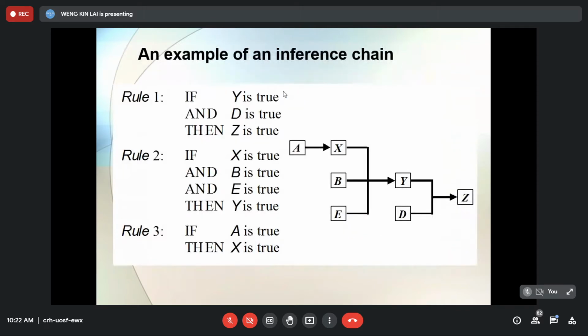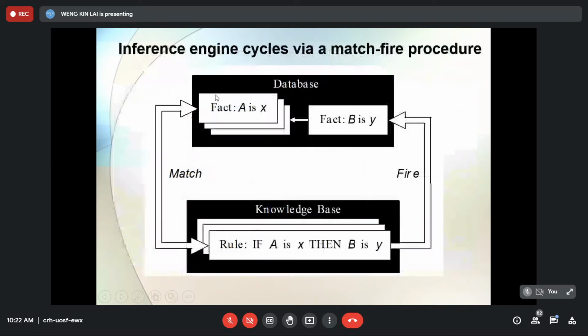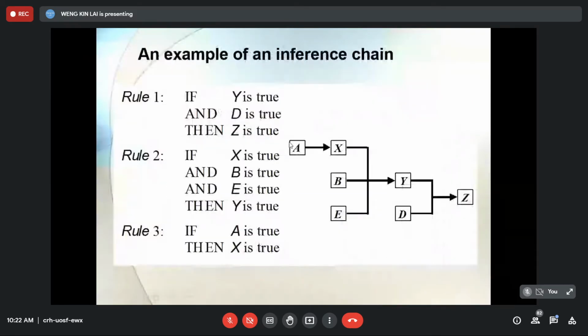Now this is the one we talk about, the forward chaining example. Initially we have three rules. So we have three rules here, which we talk about. If Y is true, then D is true, Z is true. This is rule number 1. But what happens if X is true, right? Another rule is that if X is true, you can see here, I actually have three inputs. If X is true, then B is true, and E is true. So you have X is true, B is true, E is true, then Y is true. But this Y only contributes to Z, right?